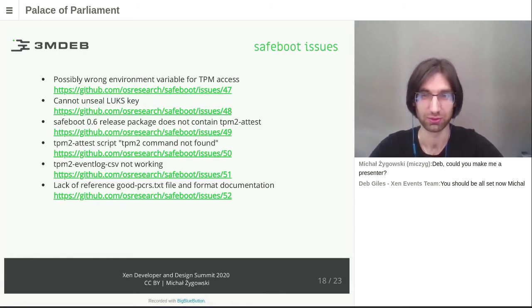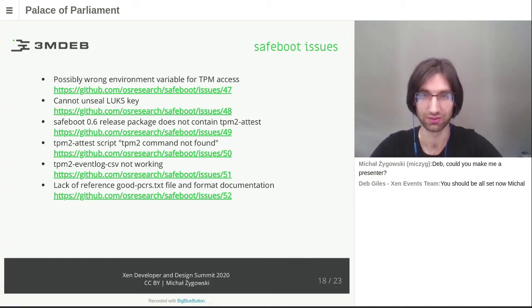Also, I had problems with LUKS key unsealing. Although I have verified that my PCRs aren't changing, there was a matter of sorting these PCR digests into ascending order before I pass them to the sealing script.